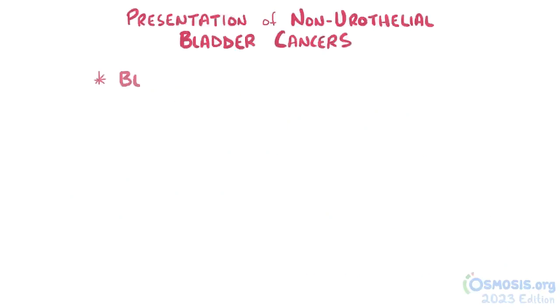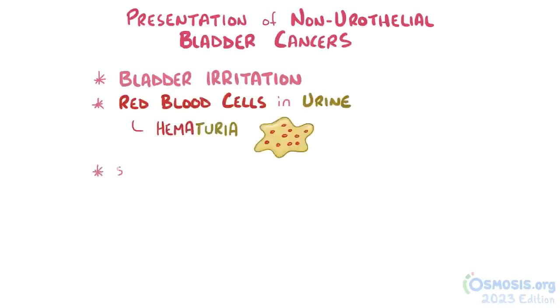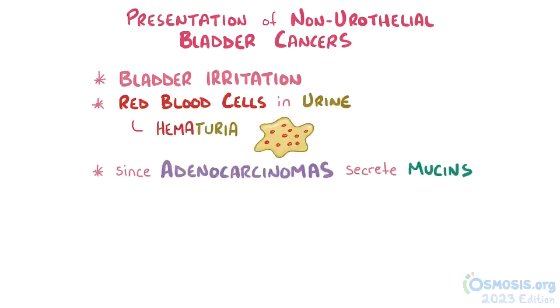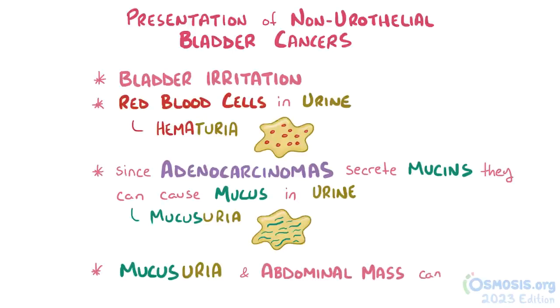These non-urothelial bladder cancers typically present with bladder irritation and red blood cells in the urine, a condition called hematuria. Since adenocarcinomas often secrete mucin, these cancers can also cause an excess amount of mucus in the urine, called mucosuria. Even though it's relatively rare, mucosuria as well as an abdominal mass is most commonly associated with urachal adenocarcinomas.